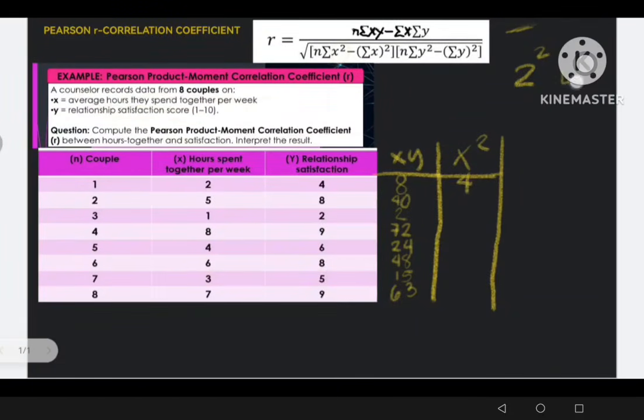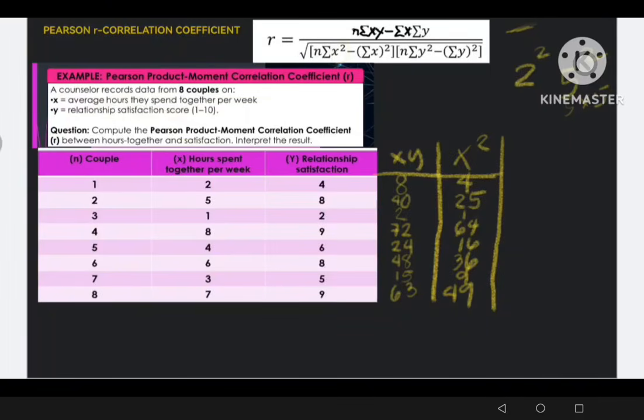We also have 5 squared. That doesn't mean 5 times 2. It means 5 is multiplied twice. That is 5 times 5, which is 25. We also have 1 squared, that is 1. 8 squared is 64. We also have 4 squared, that is 16. We also have 6 squared, that is 36. 3 squared is 9. And 7 squared is 49. So that's the value of our X squared.